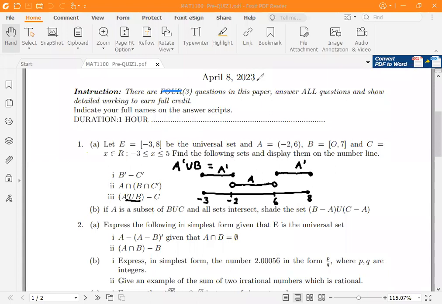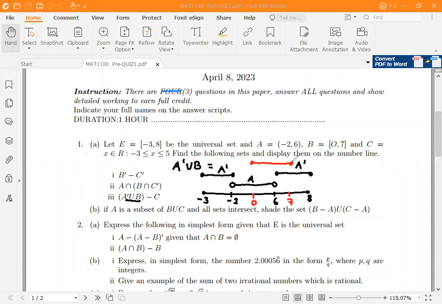And then union B. So we need to get B. B runs from where? B runs from 0 to 7. Included.